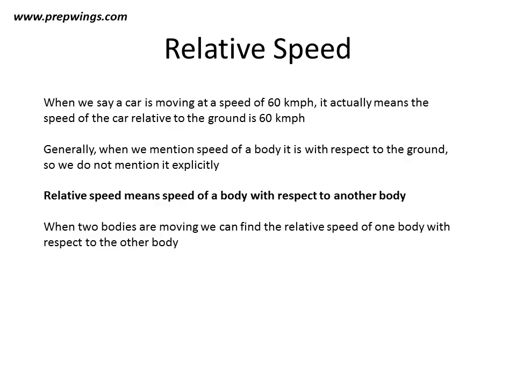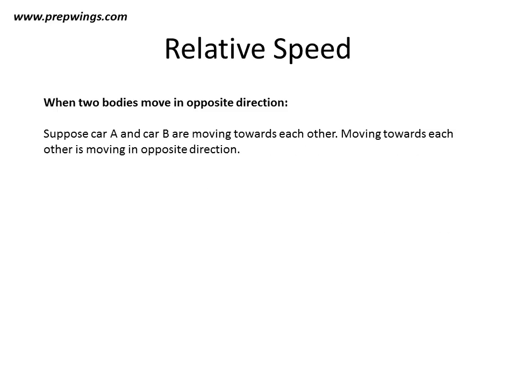Alright. So when two bodies are moving, we can find the relative speed of one body with respect to the other body. In our case, we will just be limiting our discussion to when the bodies are moving in the same direction or when the bodies are moving in the opposite direction. So now we'll look at the first case. It says when two bodies move in opposite direction.